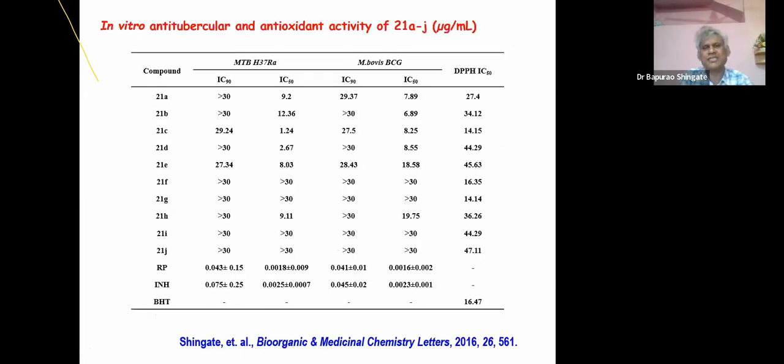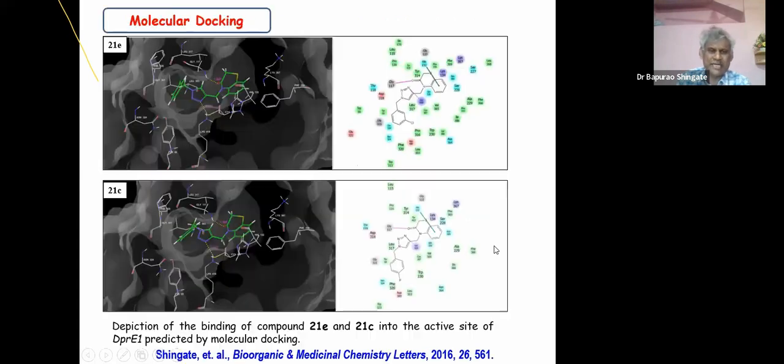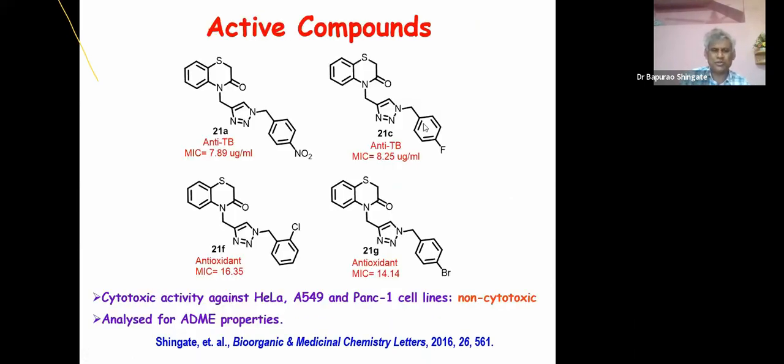We screened these compounds for their antitubercular activity as well as antioxidant activity, and some of the compounds are showing excellent antitubercular activity. As these synthesized compounds are showing antitubercular activity, that's why we have docked these particular molecules against the active sites of DprE1 enzyme, showing better interactions with different types of amino acids or proteins, you can call it. And these are the most active compounds with a lower MIC value, and none of the synthesized compounds is toxic against these three types of cell lines.